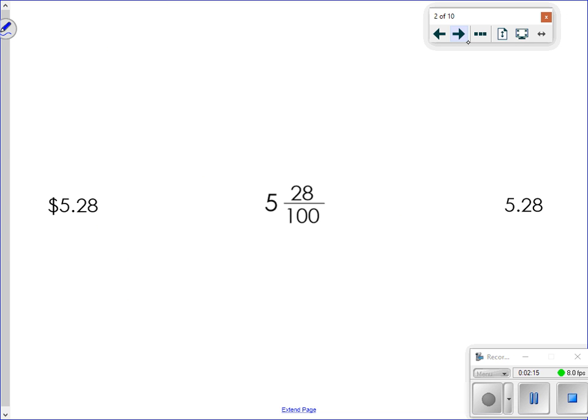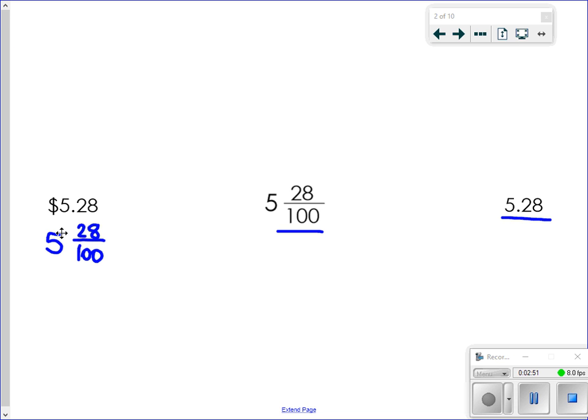This same concept applies to money. When you see $5.28, what that really means is you have 5 whole dollars and you have 28 hundredths of a dollar. In other words, 28 pennies or 28 cents. It takes 100 cents to make one more whole dollar. Okay, that can also be written as 5 and 28 hundredths, like I said, or we can write it in decimal form as 5.28.